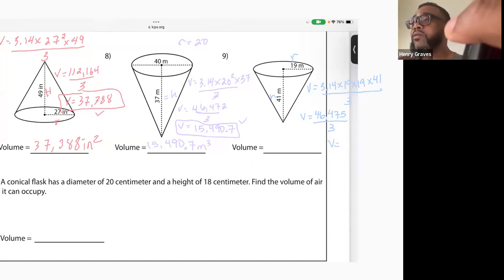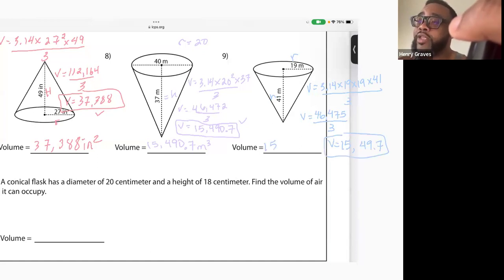15,491.7. And the units is meters cubed. There we go. Okay, now the last one.